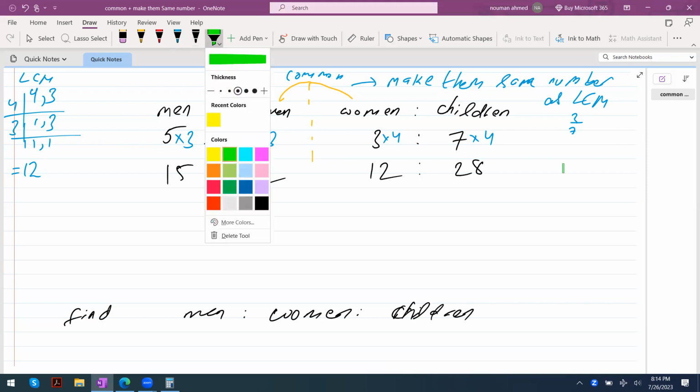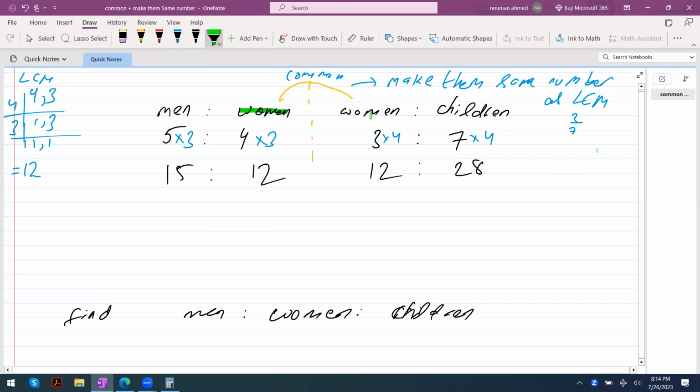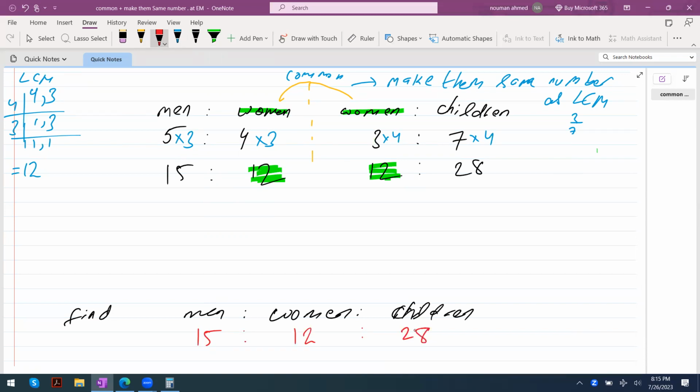Now, as you can see, the women value was the same on both, and the men's number also we have made the same. This is just like equivalent fractions. Now you can compare them, or combine them. So men is 15, women is 12, and children is 28. Can we simplify this? I don't think so. 28 cannot be divided by 3, so that's the final answer.